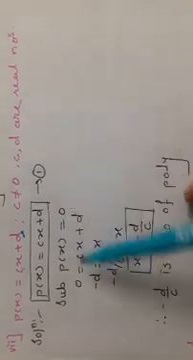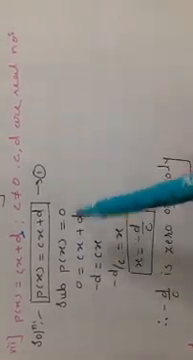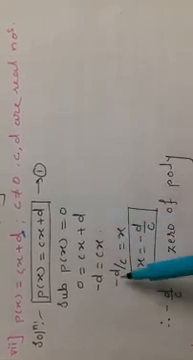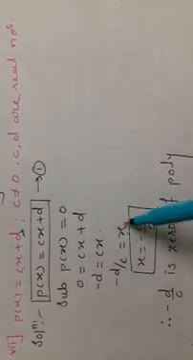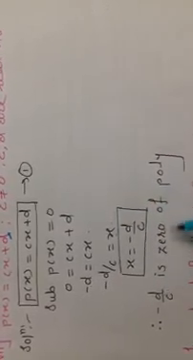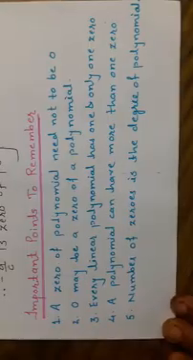Substitute p of x is equal to 0. 0 is equal to cx plus d. The d we will shift here. We get minus d is equal to cx. Minus d upon c is equal to x. So x is equal to minus d by c. Minus d by c is a 0 of the polynomial.